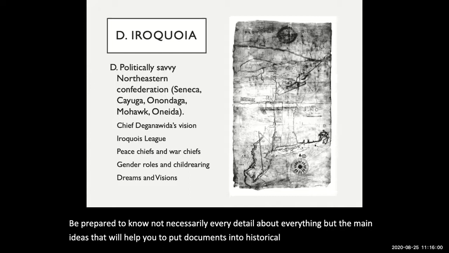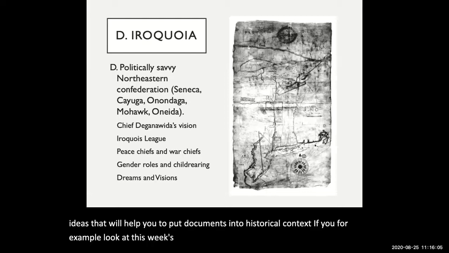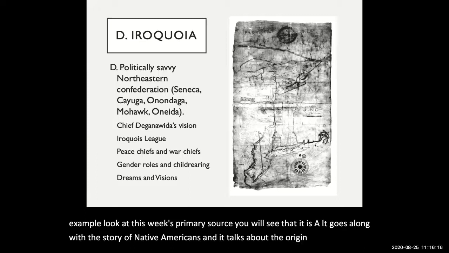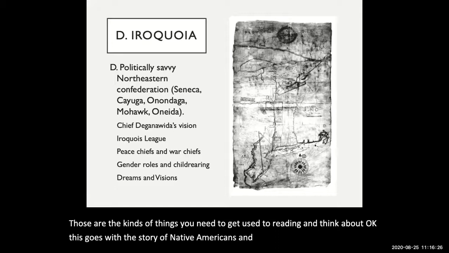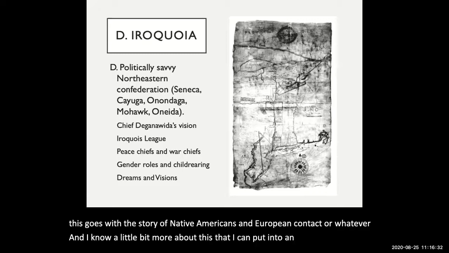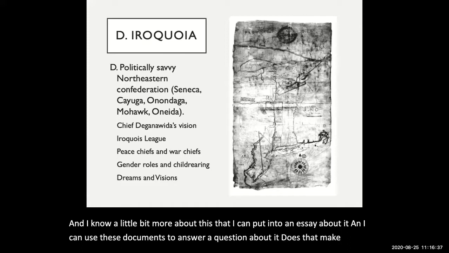If you, for example, look at this week's primary source, you will see that it goes along with the story of Native Americans, that it talks about the origin story of one of the Native American groups. And those are the kinds of things you need to get used to reading and think about, oh, okay, this goes with the story of Native Americans and European contact or whatever. And I know a little bit more about this that I can put into an essay about it. And I can use these documents to answer a question about it. Does that make sense?